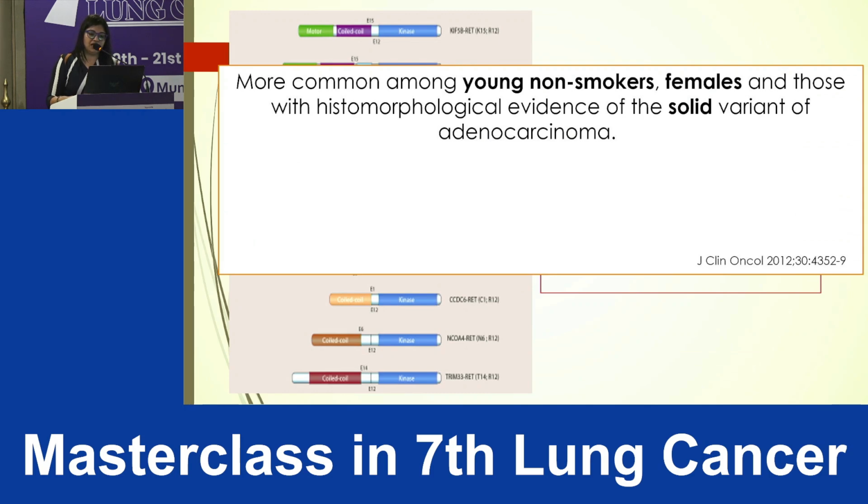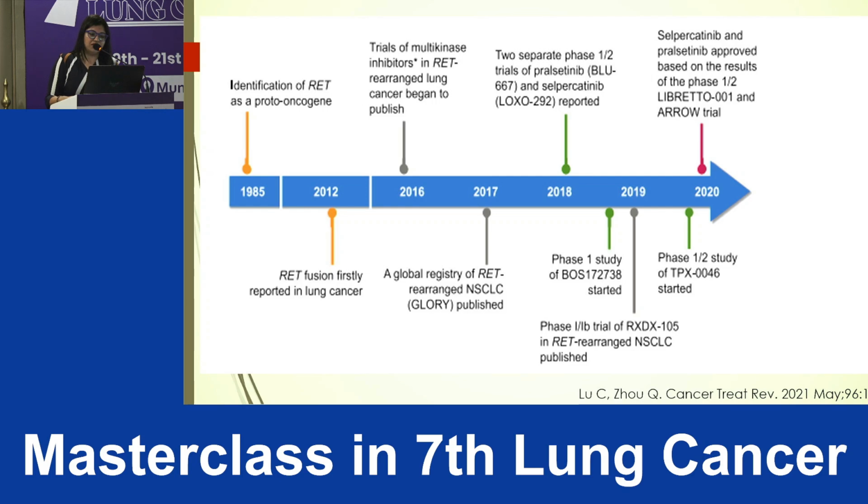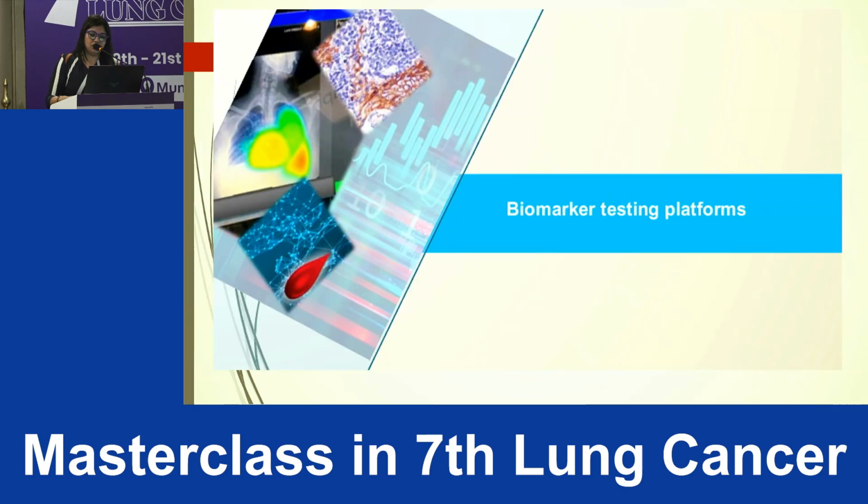Epidemiologically, these are mostly young non-smoker females, with a solid variant being the most common in lung adenocarcinomas. It is seen across various other solid tumors, including salivary gland carcinomas, unknown primary and colorectal, but mostly seen in thyroid and lung adenocarcinomas. In papillary thyroid it is as high as 8 to 9%, and in lung adenocarcinoma 1 to 2%. After it was first reported in lung cancer, a RET TKI was later approved in 2020.